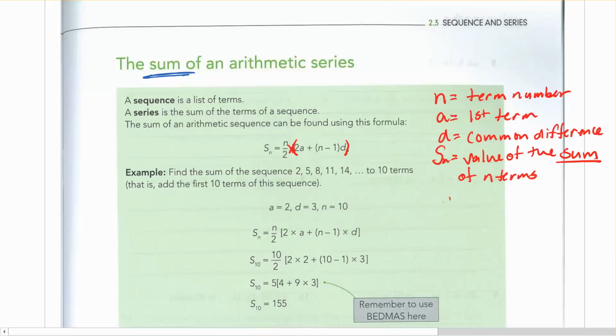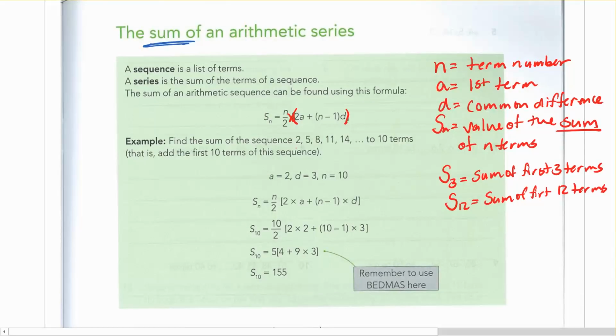So what I mean is S3 would be the sum of the first 3 terms, and S12 would be the sum of the first 12 terms. So you would literally take the first 12 terms and add them all up, and that would give you the sum.